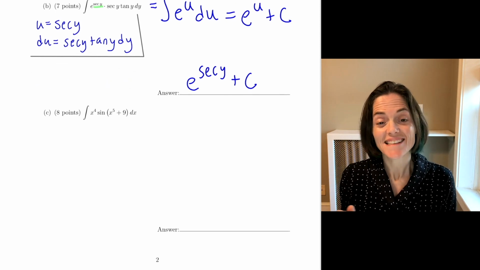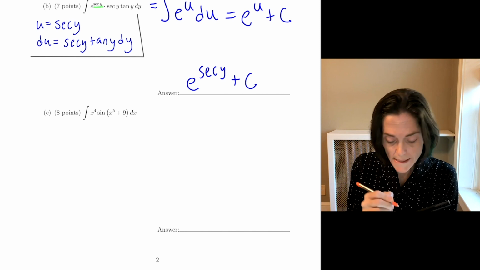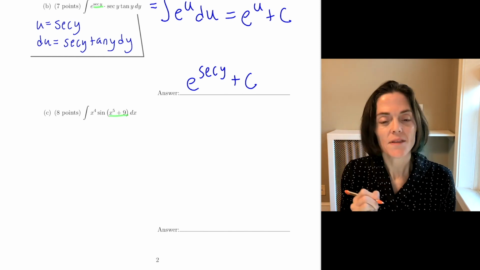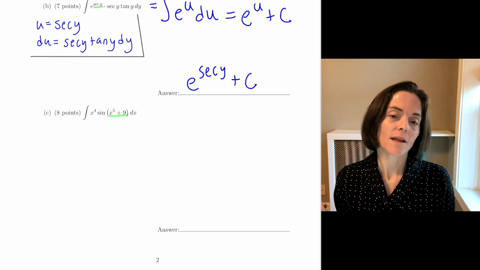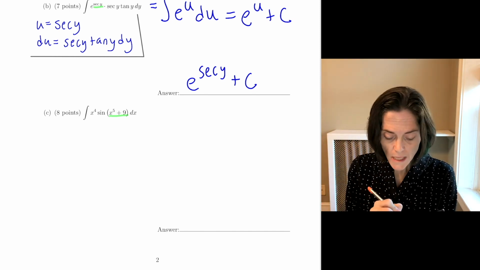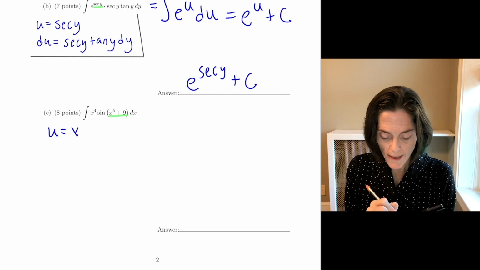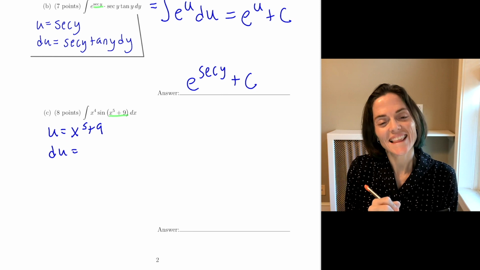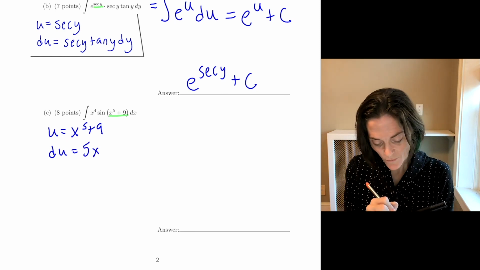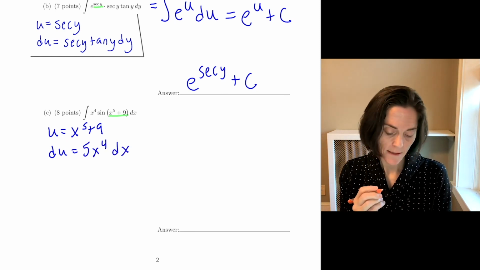Well, the next one is also integration by substitution. Once again, you see we have this inside function. More than that, we have a multiple of its derivative in our integrand. So u is going to be x to the 5th plus 9. Du, well, we take the derivative. We have 5x to the 4th dx.